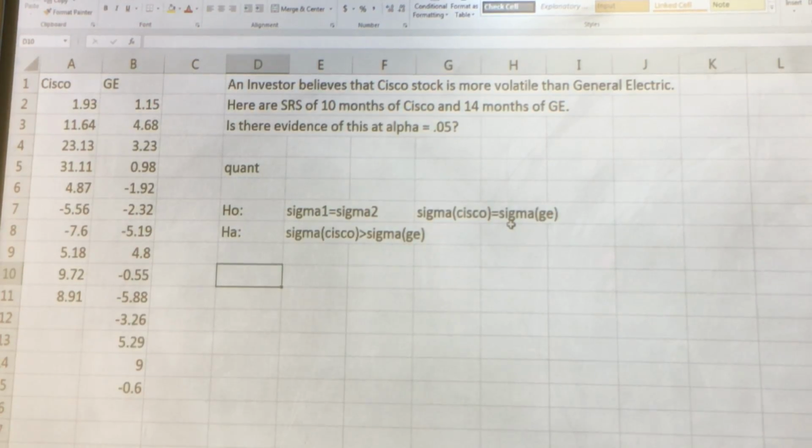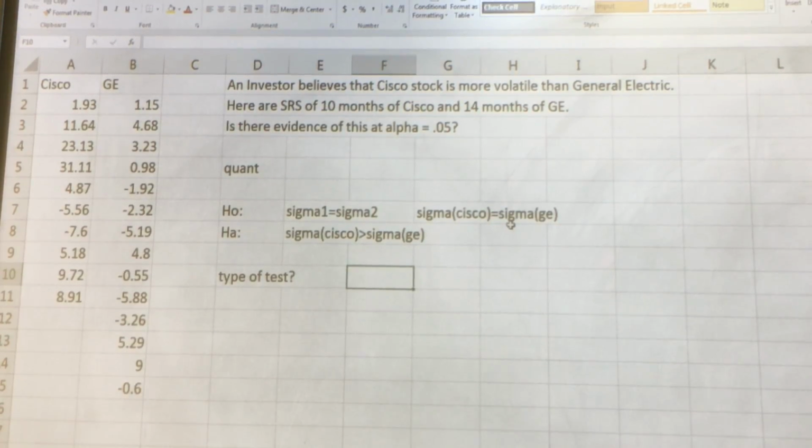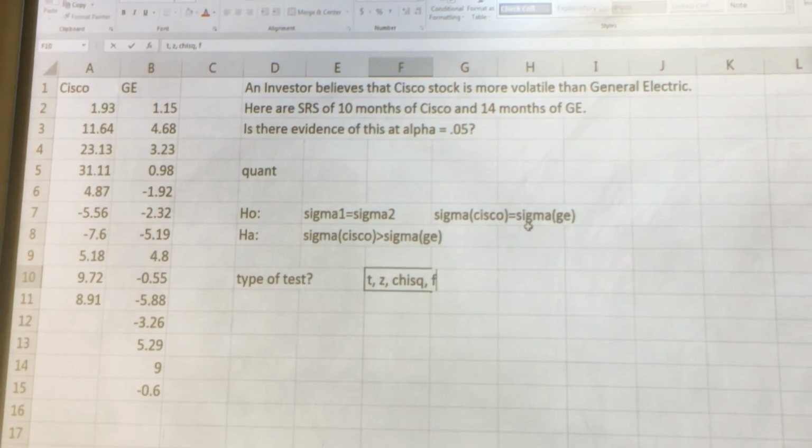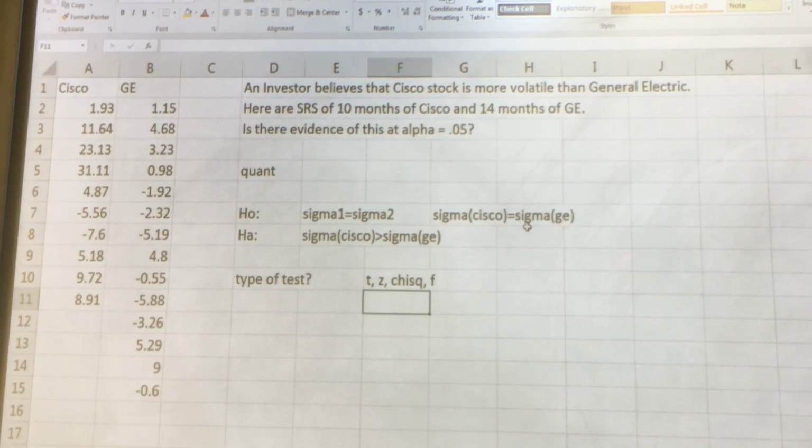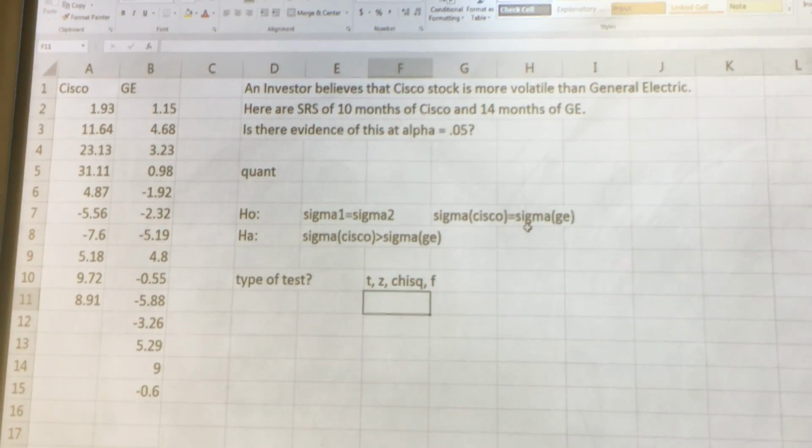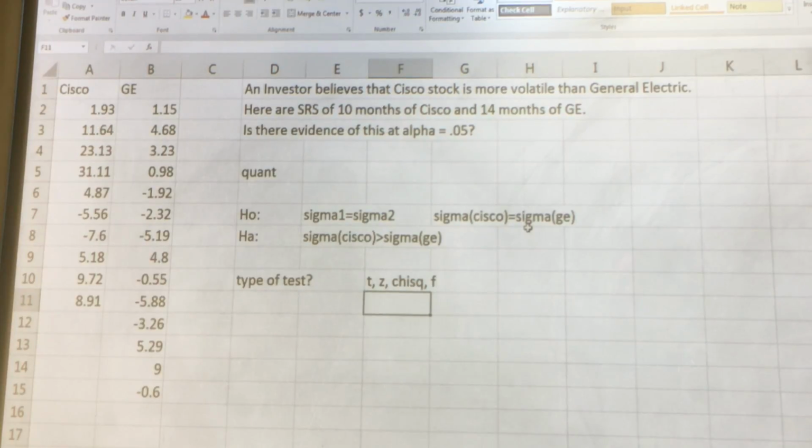What type of test is it? Type of test. Okay, and the options are Z, P, T, Z, chi-squared, or F. What do you guys think? Chi-squared. Okay, so chi-squared is a really good guess, but we're dealing with two standard deviations, so it's an F test.